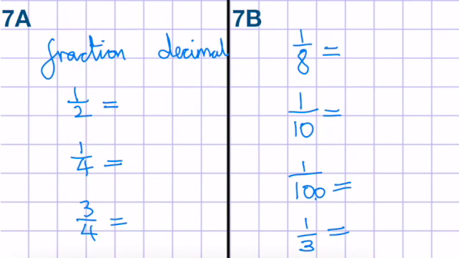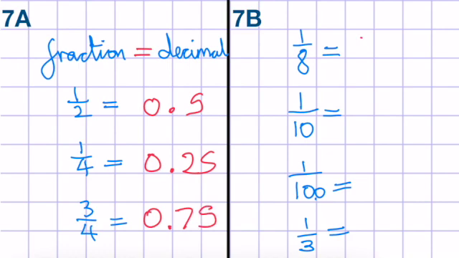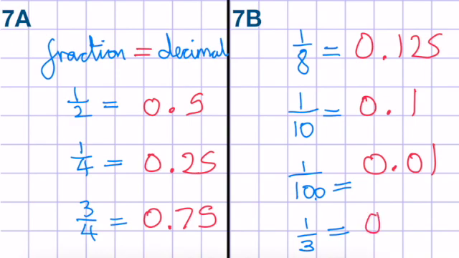I'd like you to do both sides and write the decimal equivalent of each fraction. Press pause. Okay, half is 0.5. Quarter, 0.25. 3/4, 0.75. 1/8, 0.125. 1/10 is 0.1. 100th, 0.01. 1/3 is 0.33.